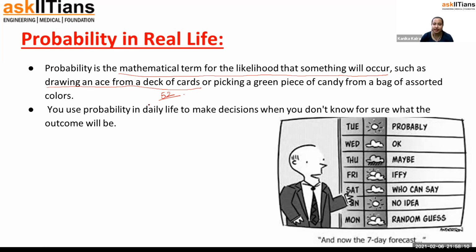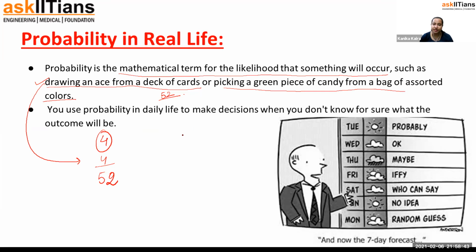We will be discussing the pack of cards in later stages of the slides, and we will be doing this part in detail. So drawing an ace: how many ace cards are there? 4. And the probability of drawing an ace card out of 52 cards would be 4 out of 52. Or picking a green piece of candy from a bag of assorted colors. So this is how you use probability in real life.